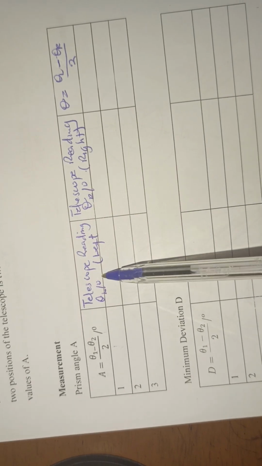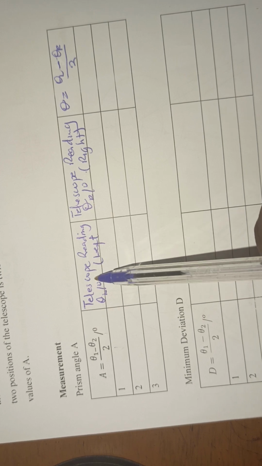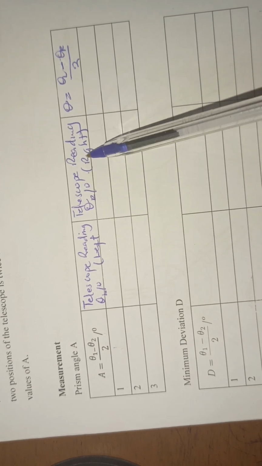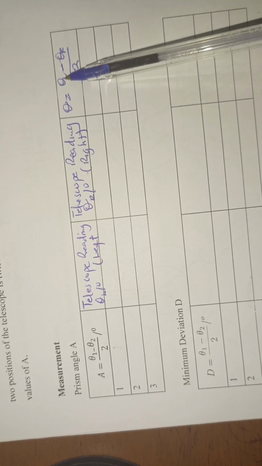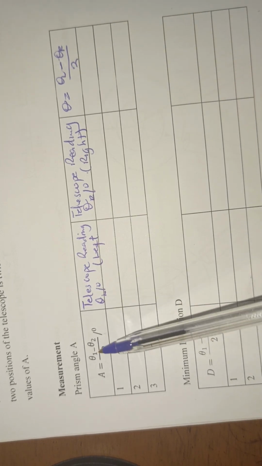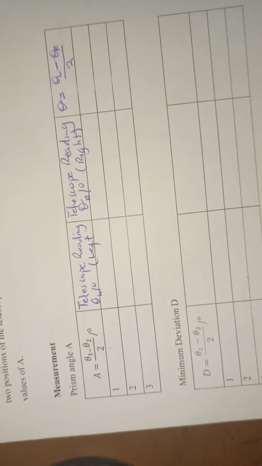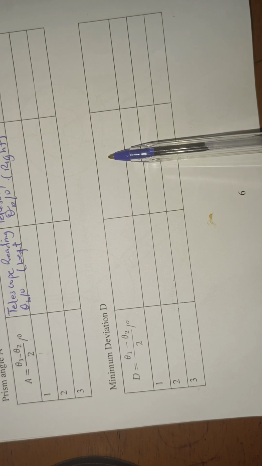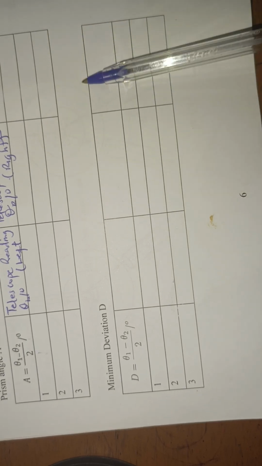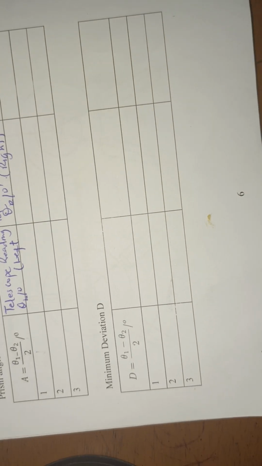And then this column is the telescope reading to the left. We can call this column telescope reading to the right. Then here will be this plus this, divided by 2. Whatever is here, the same thing is here. The same thing for this side as well: telescope reading to the left, telescope reading to the right. And then we have this particular side.